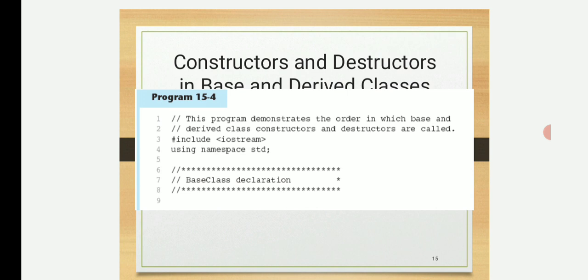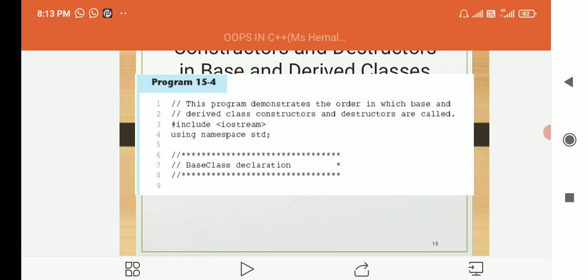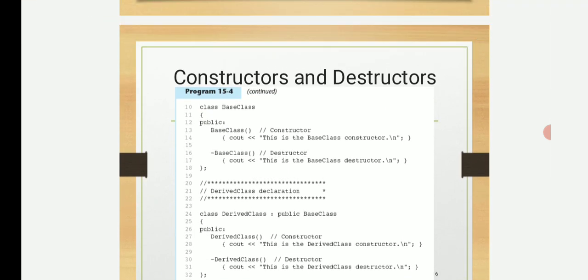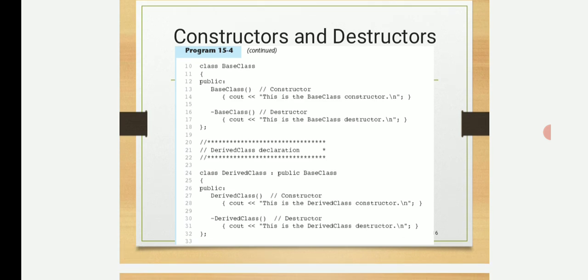Here we are having #include <iostream>. This is a header file. Automatically input output stream functions are added in this program. using namespace std. After that you give the base class and derived class definitions. Here I am giving a brief program for constructor and destructor.